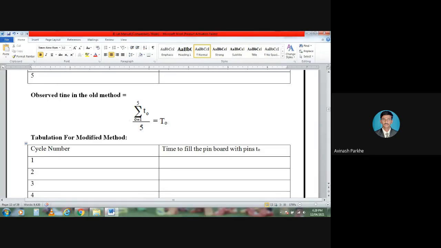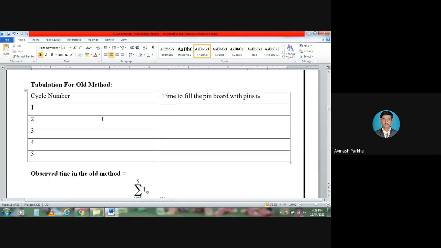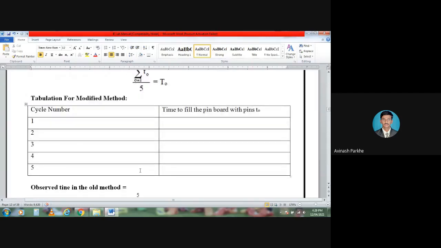The first method, which is called the old method, where I am using a single hand only, and you get the time. You have to write down all the readings in this particular table. And in the second table, you are utilizing both your hands. Again, you have to calculate the time, and at the end, you have to find the final conclusion, that is, which method is effective, whether the modified method or the old method.